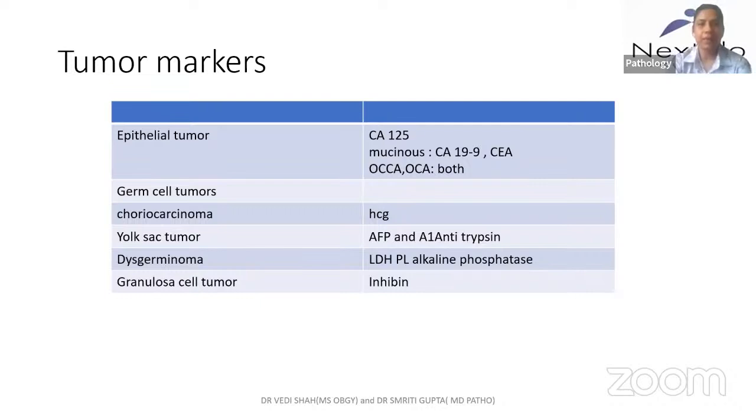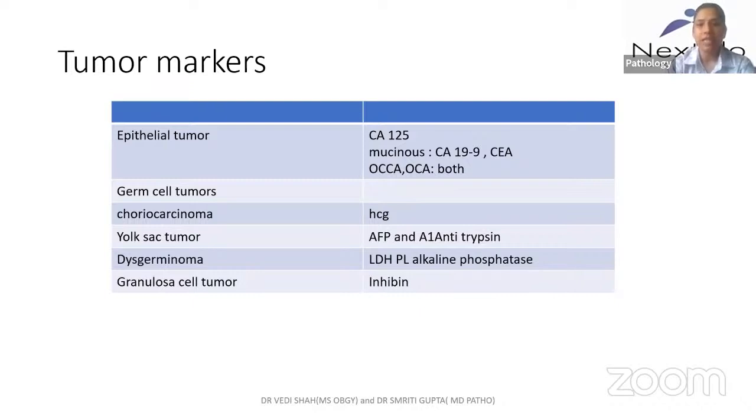Similarly, if we come to germ cell tumors, a choriocarcinoma is basically a placental kind of tumor. And we know that our placenta produces human chorionic gonadotropin, right? In the same way, the syncytial trophoblast cells of the choriocarcinoma will express HCG, and that is why HCG would be increased in a choriocarcinoma.